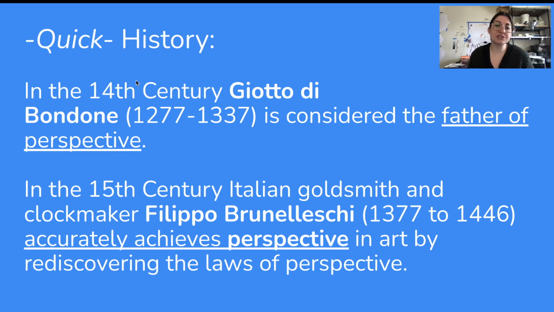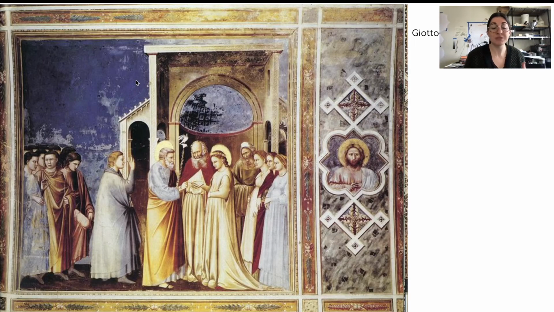In the 14th century, Giotto was considered to be the father of perspective. And then in the 15th century, Italian goldsmith and clockmaker Filippo Brunelleschi was actually the formal creator of perspective as we know it today. The reason I like to introduce this is just to give you a narrative about art and how it's progressed so far.